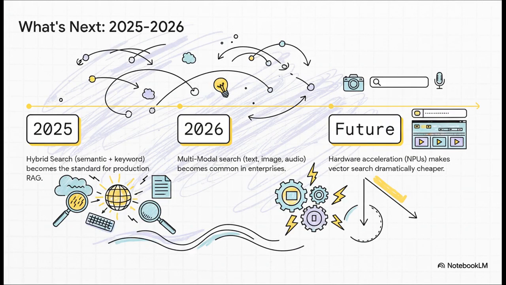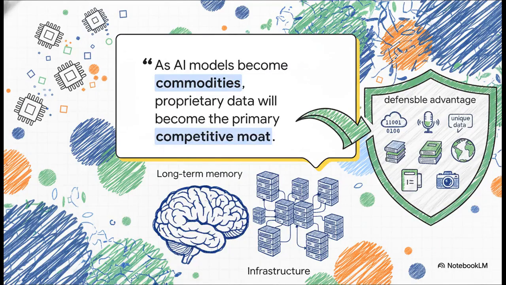So what's next? Where is all this going? By 2025, you can pretty much expect hybrid search, that's a mix of semantic and old-school keyword search, to be the standard for any serious system. By 2026, things get even cooler. Multimodal search will be common. Imagine searching your company's video archive just by typing a question. And down the road, new kinds of computer chips are going to make all of this way, way faster and cheaper for everybody. And this quote really brings it all home.